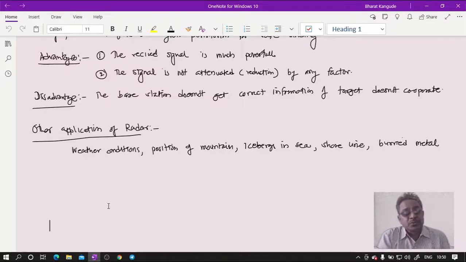Apart from these two, PSR and SSR type of radars, there are several other applications of radar too. What are these applications? We are going to list them one by one. First, we will list these applications of the radar, and then we will move to the next type of device, that is called as the pyroelectric thermometers.